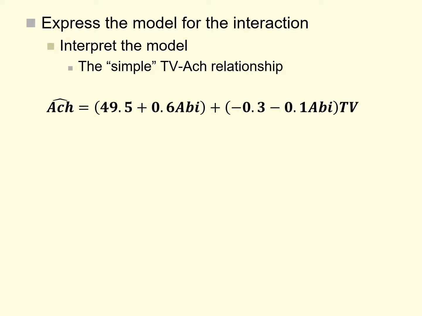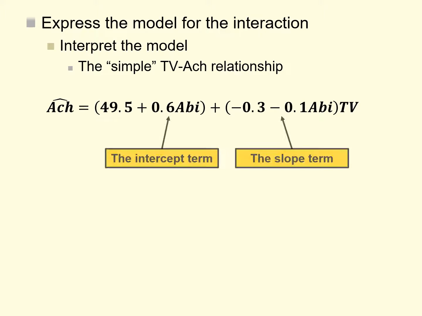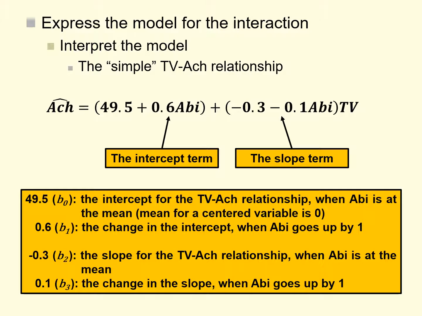Again, we sometimes call this the "simple" relationship between the predictor and the outcome variable. Simple's in those little quotes because really it's not a simple relationship. It's a relationship which has an intercept and slope, and those intercept and slope change across different levels of ability. And you can see some interpretation of the values written there below.